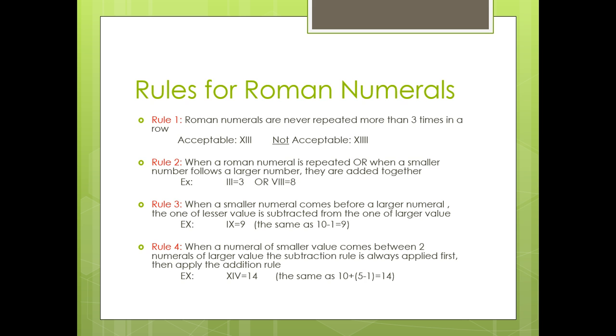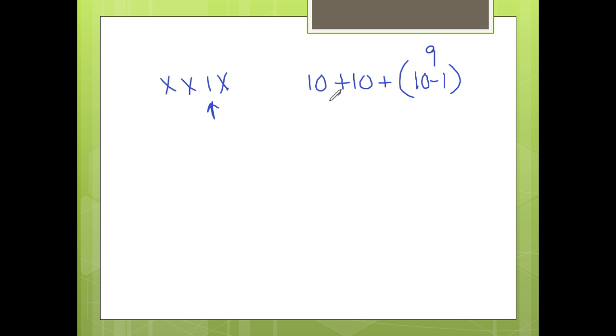A couple other examples that I can show you is if I had XXIX. So I have 2 X's repeating themselves, so I have 10 plus 10 plus, we have that smaller number in between 2 larger numbers, so that's 10 minus 1. So we have to apply the subtraction rule first, which is 9. So I have 10 plus 10 is 20 plus 9, so this is the Roman numeral for 29.